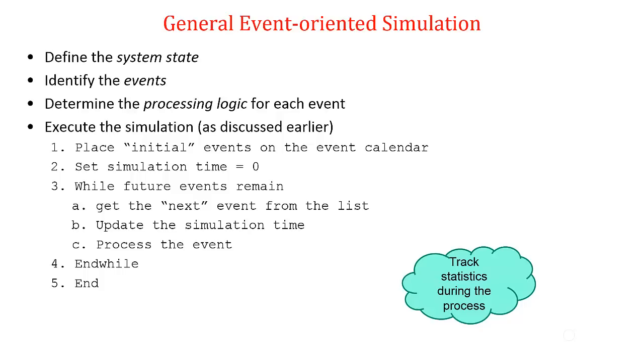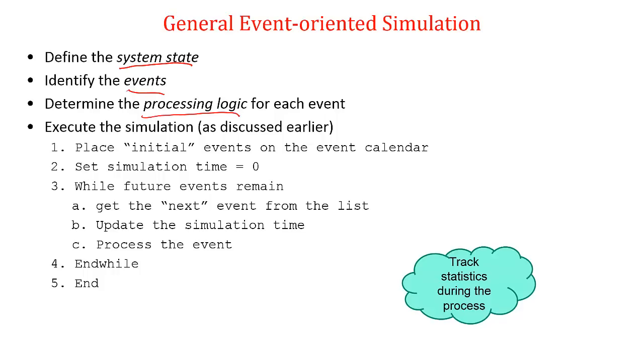Okay, so recall the general event-oriented simulation process is we define the system state, in other words, how we will represent the components of the system state that are important to our simulation, identify the events that change the system state. So recall an event is an instantaneous occurrence that changes the system state somehow. Then identify the processing logic for each event. So we will have defined the system state, the events, and then what happens when an event occurs.